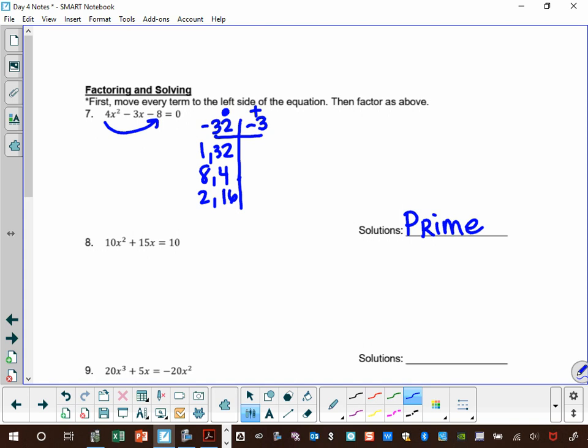Just don't be that kid to write prime on everything. There's always one. It's not the case. It's probably going to be one prime versus everything else. Does that make sense? All right, moving on.